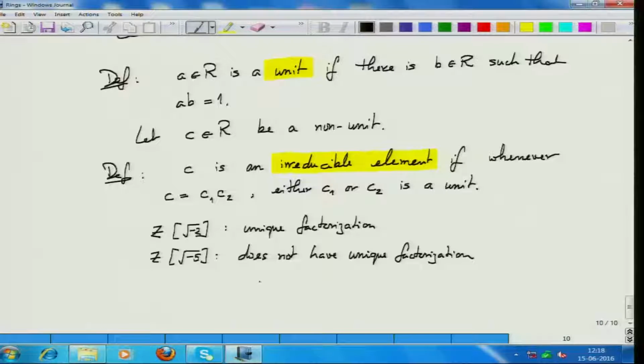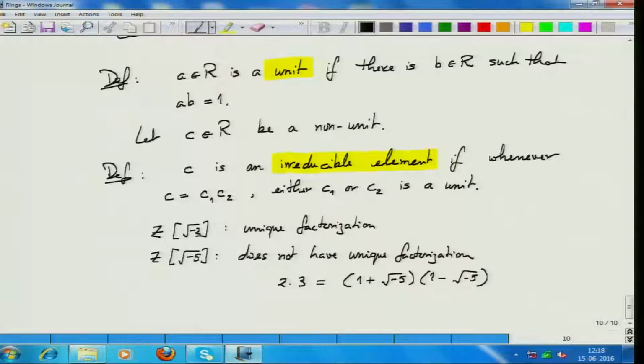So what he said was that, for example, in Z[√-5], we have 2 times 3 equals 1 plus square root of minus 5 times 1 minus square root of minus 5. And these happen to be irreducible elements. Now I will use the terminology I just defined. 2, 3, 1 plus square root of minus 5, 1 minus square root of minus 5 are irreducible elements in this ring. So it can't be factored further.